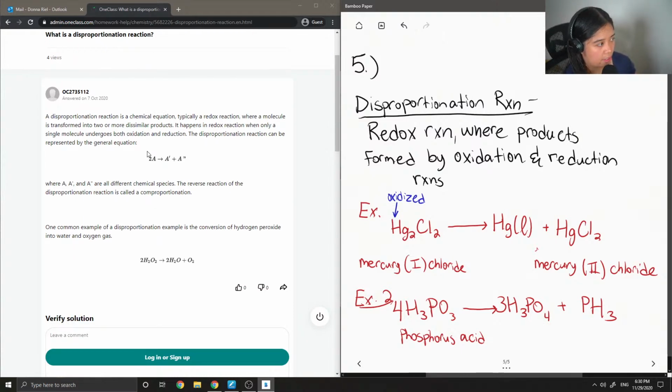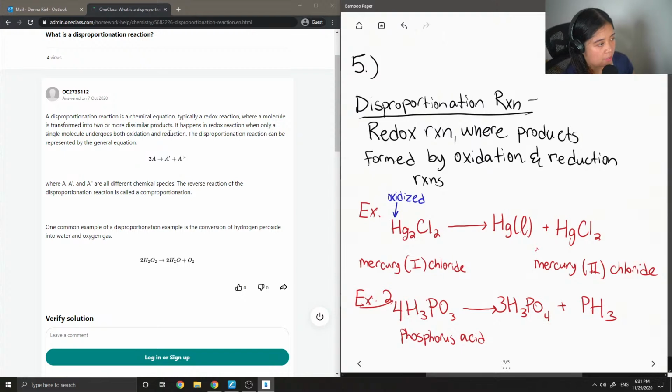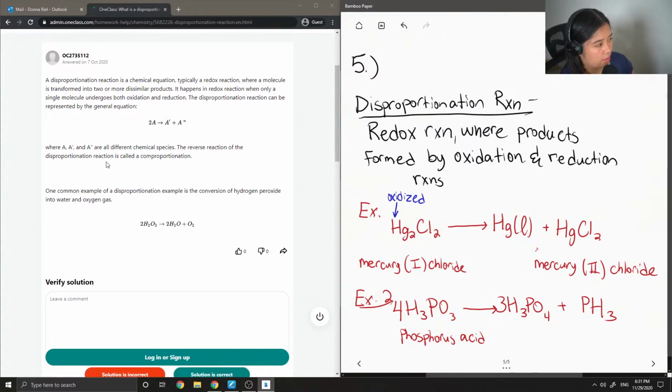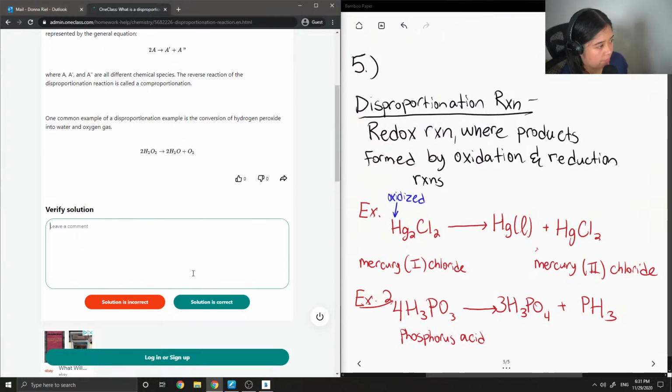So let's see what the junior tutor said. A disproportionation reaction is a chemical equation, typically a redox reaction, where a molecule is transformed into two or more dissimilar products. It happens in a redox reaction where only a single molecule undergoes both oxidation and reduction. The disproportionation reaction can be represented by the following equation: 2A makes A prime plus A double prime, where these are all different chemical species. The reverse reaction of the disproportionation reaction is called combustion. One common example of a disproportionation reaction is the conversion of hydrogen peroxide into water and oxygen gas. Yep, so this solution is correct.